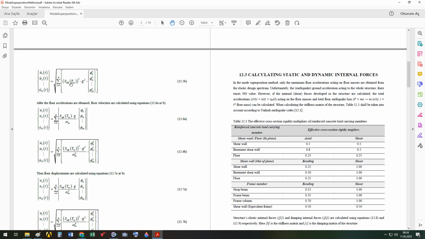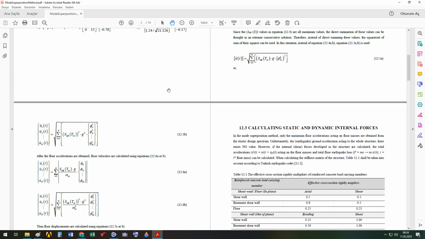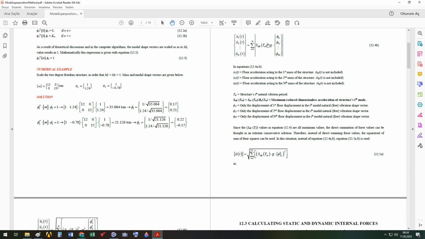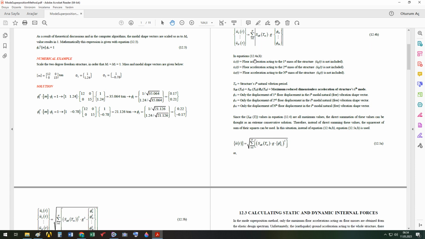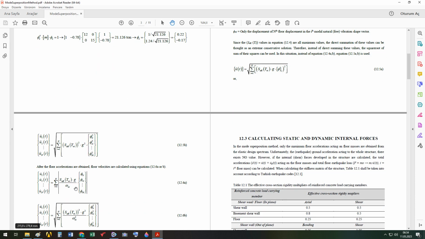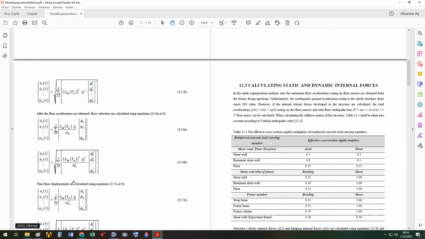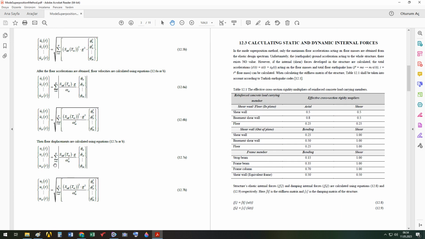The difference between the two formulas is to calculate the velocity, this term is divided by the corresponding mode's angular natural frequency, as it is done here. For displacements, we use this formula or this formula. This is the conservative approach.